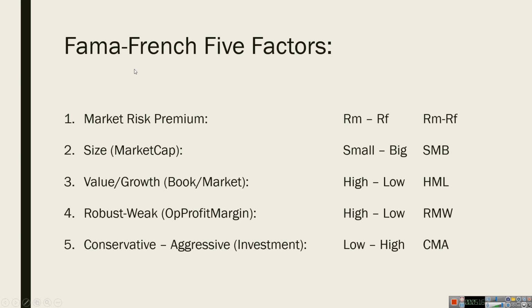First of all, here are the Fama-French 5 factors. We've got the market risk premium, and this is the notation that they like to use, small minus big based on market cap. Value growth, this is the one we were talking about just now. They like to use book to market here, high minus low. Then there are two more newer ones.